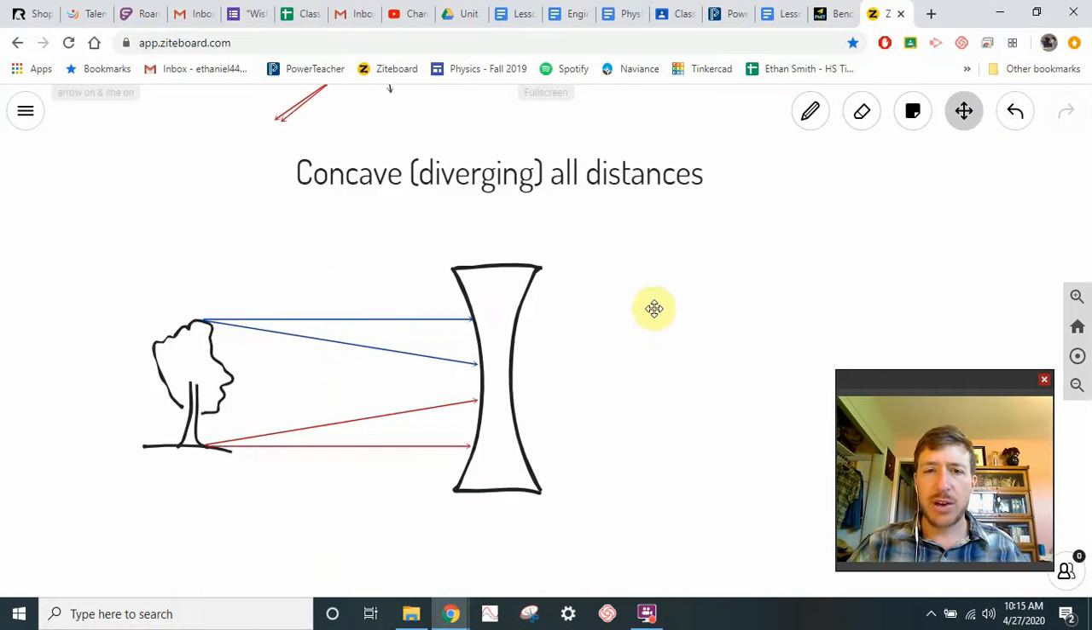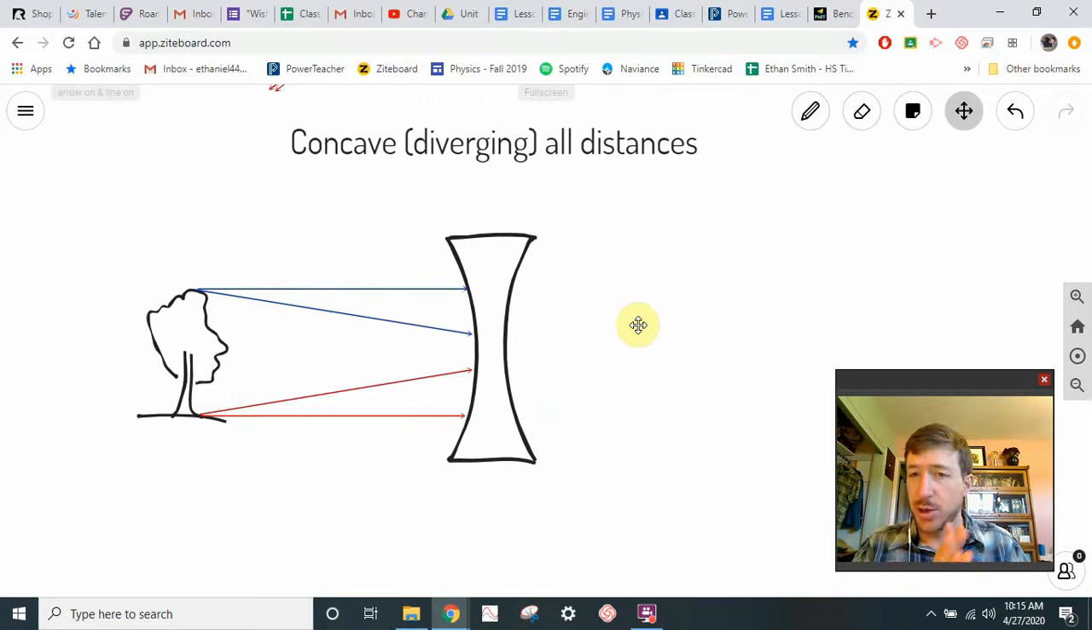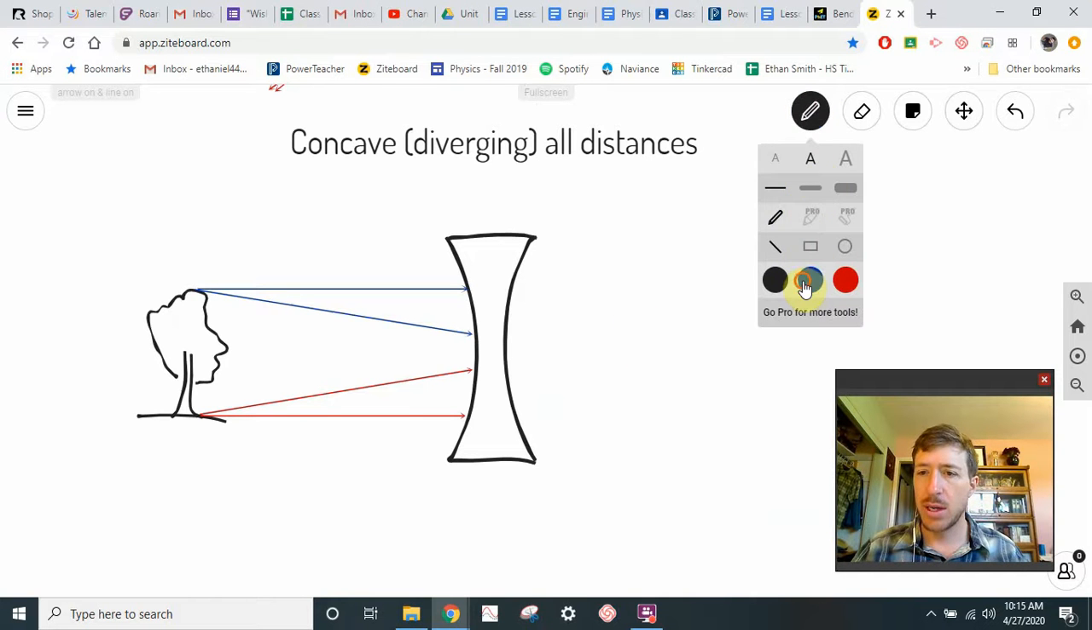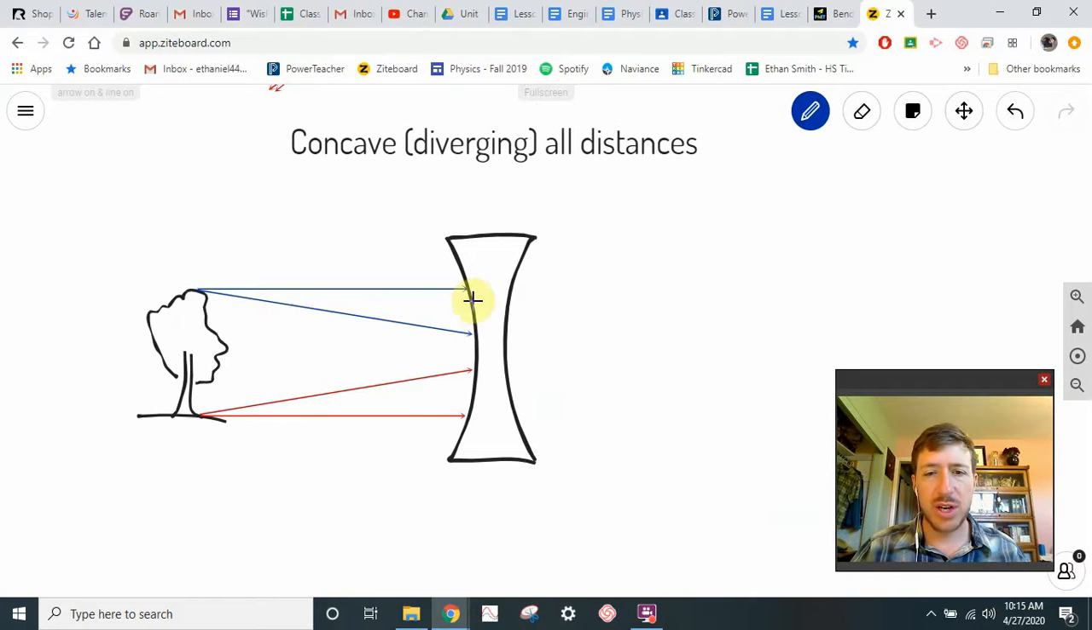And the last one that we have here is our concave or our diverging lens, and this is true at all distances. As we kind of mentioned, it doesn't really matter how close it is or how far away it is. It's always going to make them smaller, and it's going to make them right side up. So let's see how that actually works with our ray diagrams here. Let's start with the top of this tree.